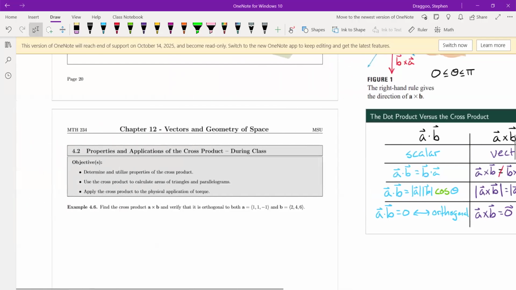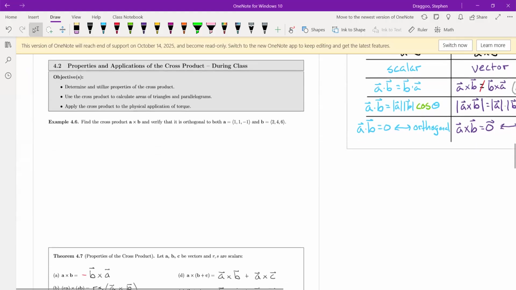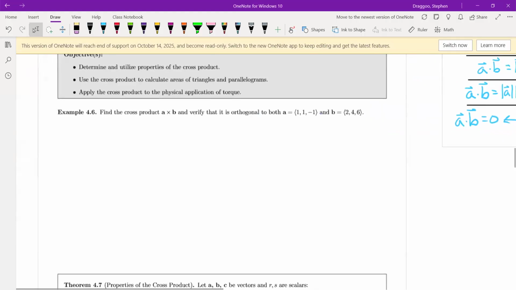But I've blathered enough about not doing examples. Let's go do one. So what do we have? 4.6. Finding the cross product of A and B, and then verify that it's orthogonal to both.